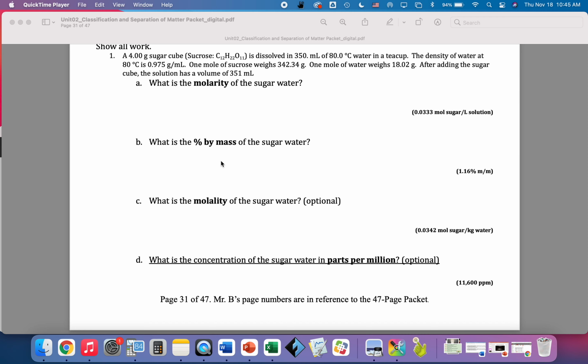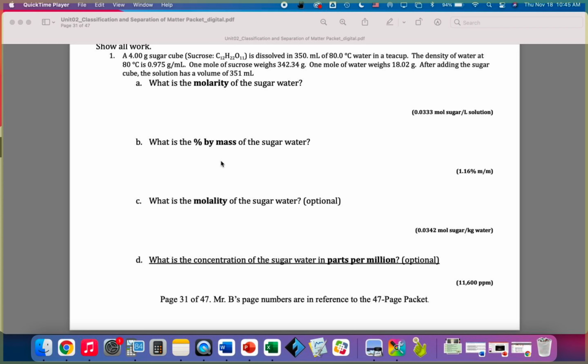So in problem 1C, they ask us for what the molality of the sugar water is. So again, at the end of every problem, we want to write down the units that we're looking for. And molality, if you take a look up at the definition, would be moles of the solute, which in this case would be the sugar, divided by not the liters of solution, that would be molarity, but it would be the kilograms of the solvent, which would in this case be the water.